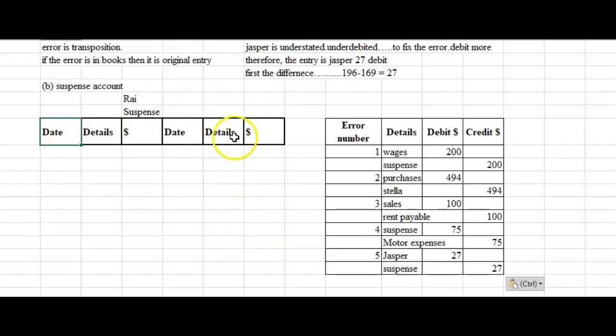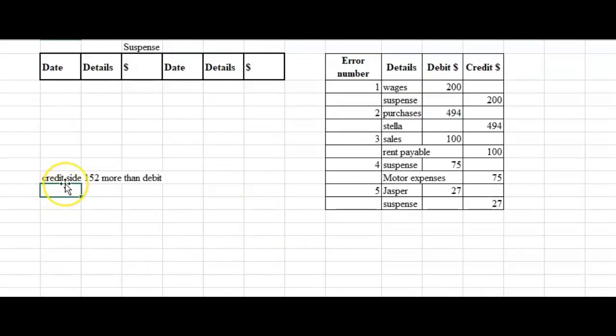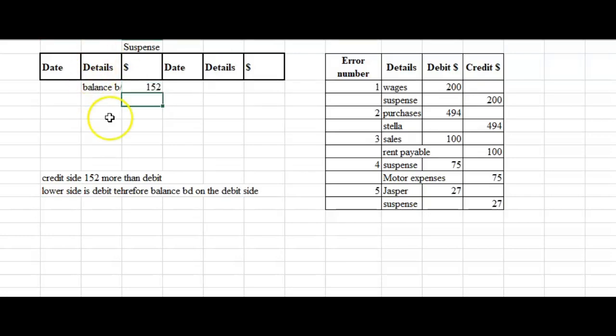Now we move to the next requirement, preparing the suspense account. First, keep all the journal entries ready, then find the difference between the credit and debit sides. The question mentions that the credit side is $152 more than the debit side. This means the debit side is the lower side, so the suspense account balance will appear on the debit side. We begin the suspense account by entering the balance of $152 on the debit side.